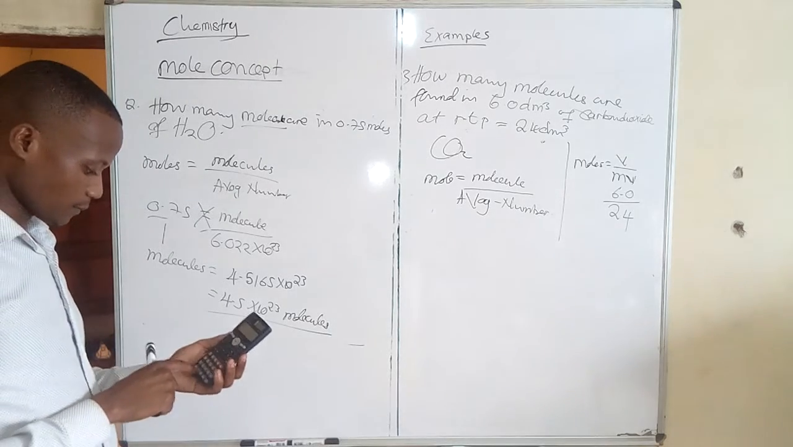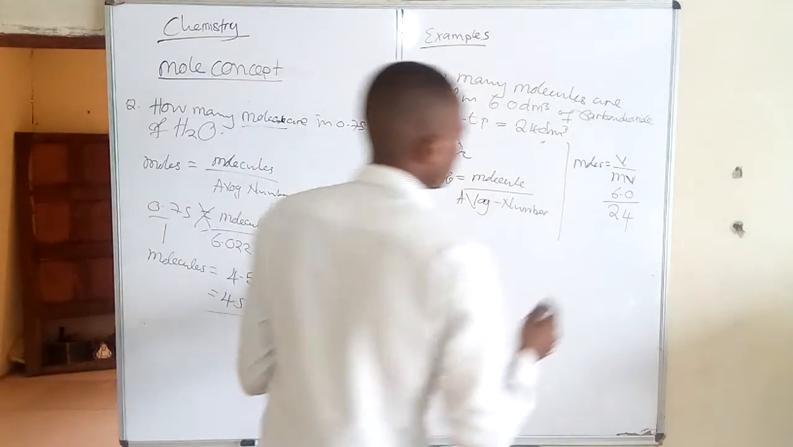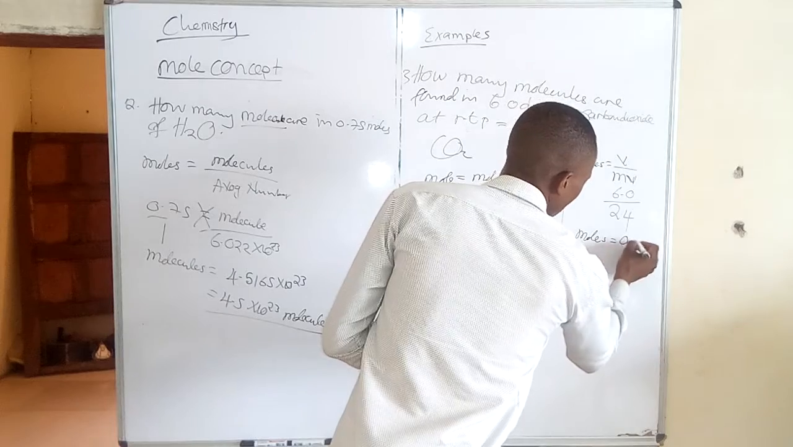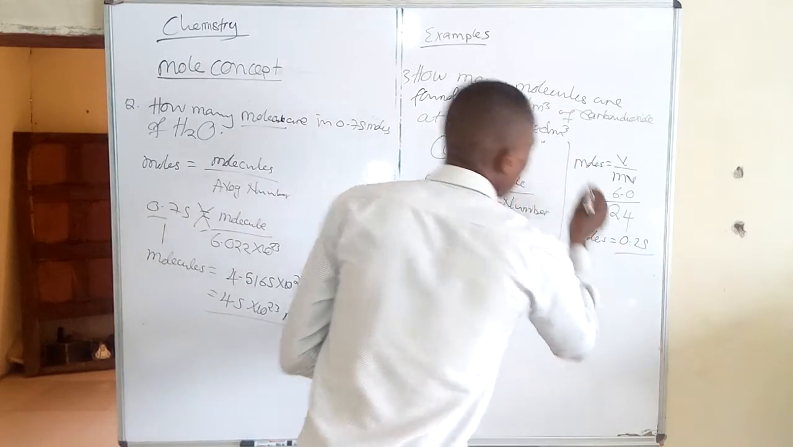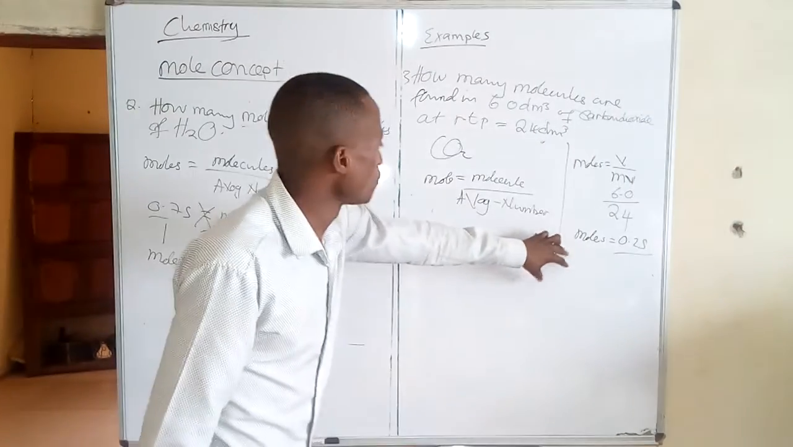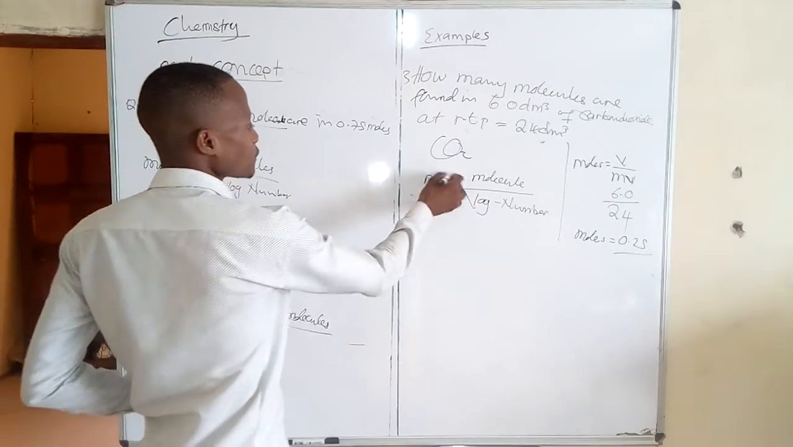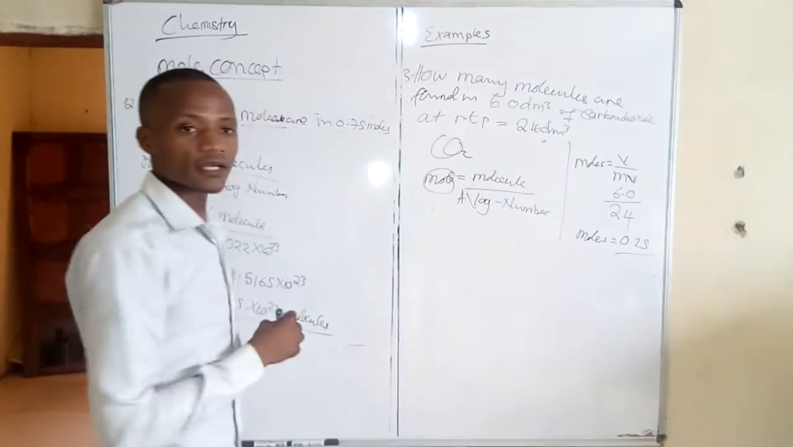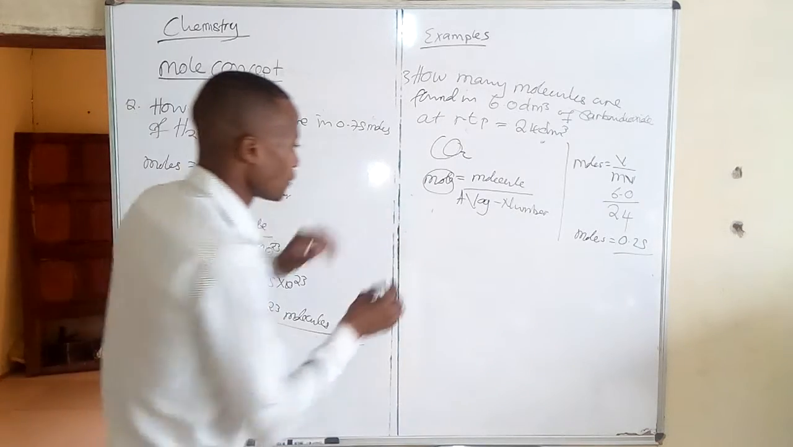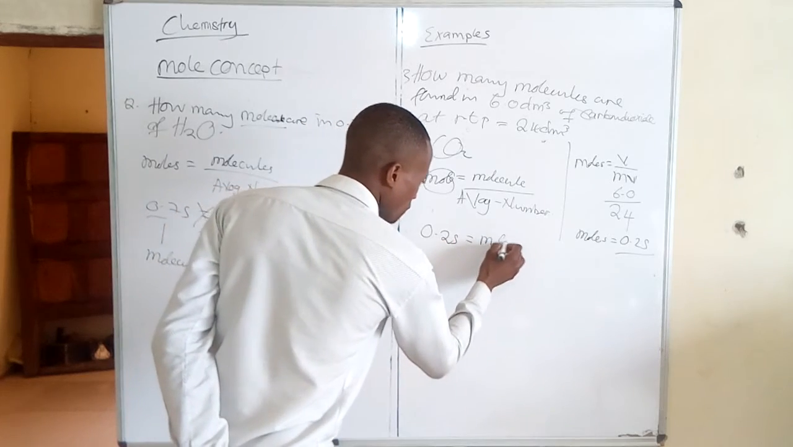So 6.0 divided by 24, we have 0.25 moles of carbon dioxide gas. Now that we have the number of moles, we can easily find the number of molecules. Where there are moles, we put the number of moles we calculated, 0.25, which equals molecules, which we don't have.